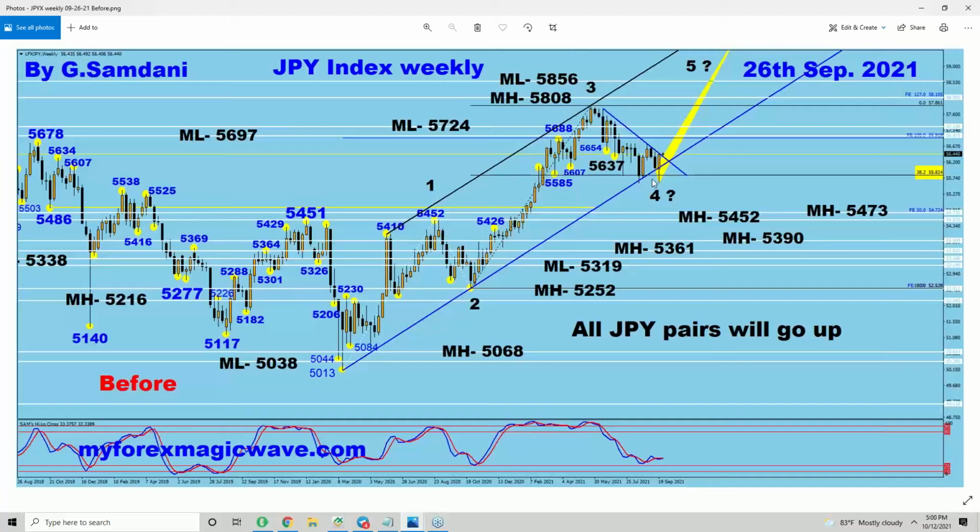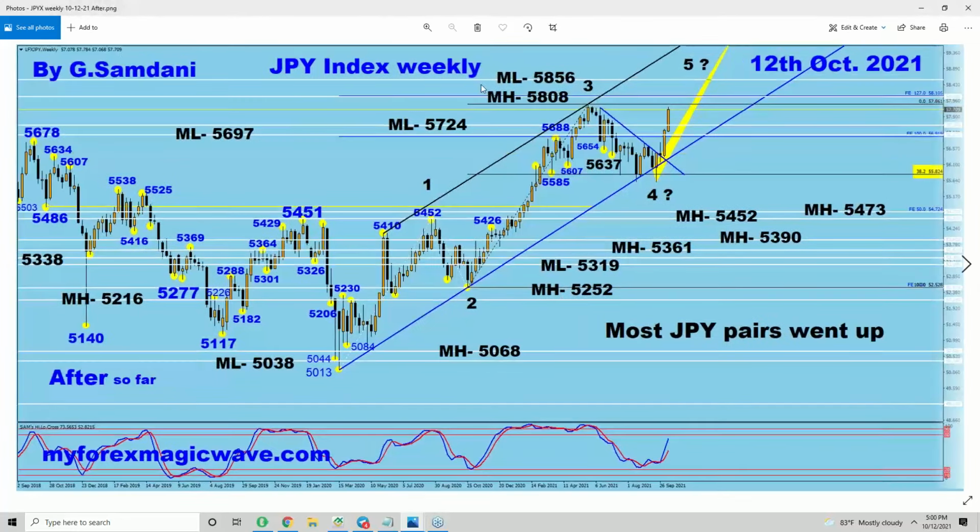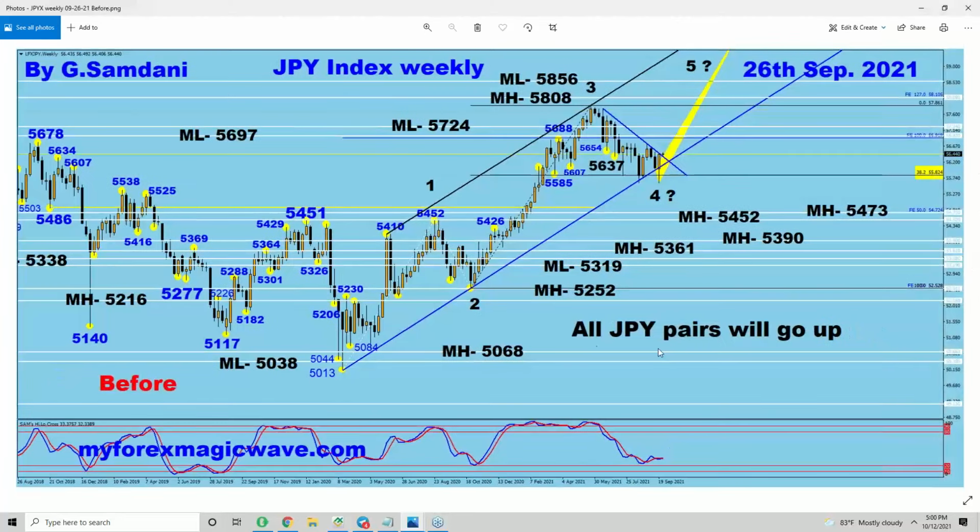If this is wave 4, then we're going to go up, and I wrote down here that all yen pairs will go up, right? So what happened to this chart, let me see, as of today. All right, so it went up. My question is, did what I said here happen, that all yen pairs will go up? Let's take a look one by one.